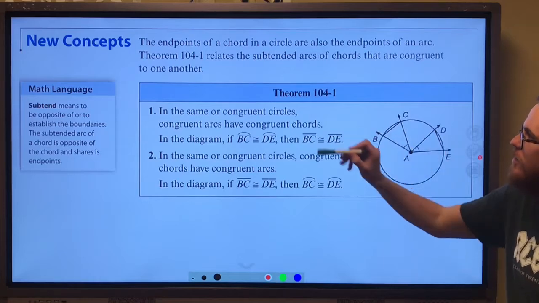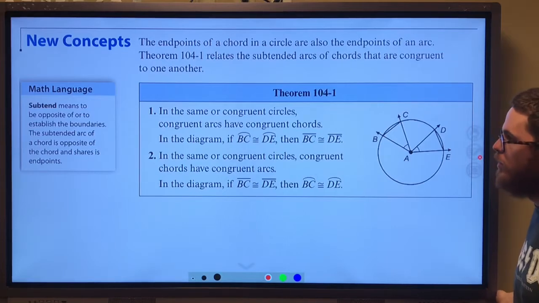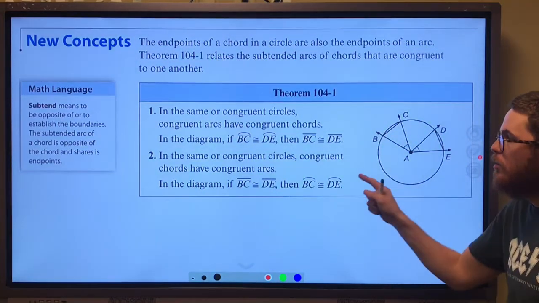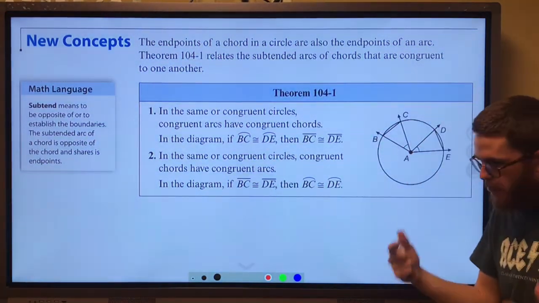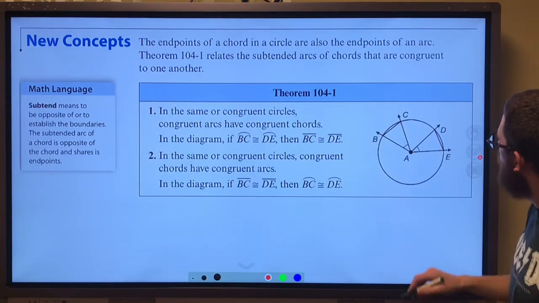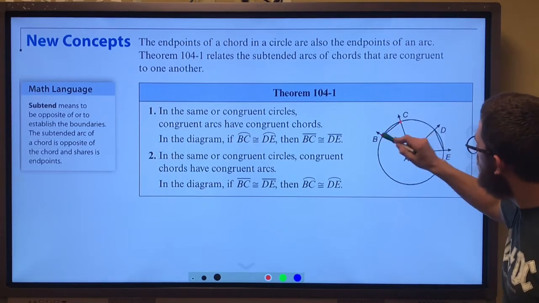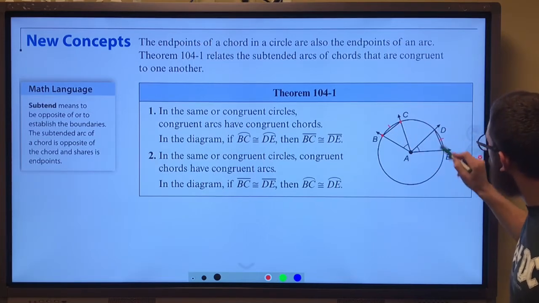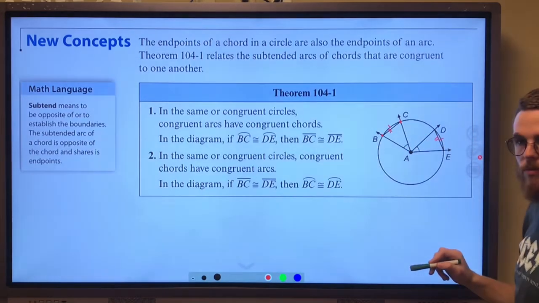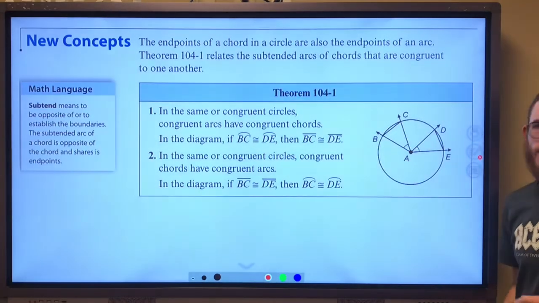So here it says, in the same or congruent circles, congruent arcs have congruent chords. And then the opposite here, in the same or congruent circles, congruent chords have congruent arcs. And that just makes sense. We're equally spaced amongst the circle, so that arc that it creates from those endpoints, if we know that that arc is congruent to that arc, we know then that that chord would have to be congruent to that chord. And we do know all of this because those central angles are congruent.